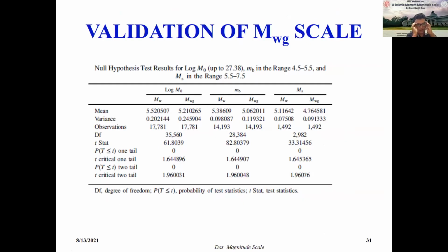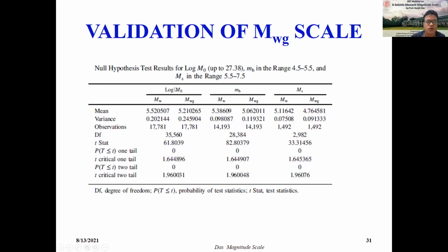So then we made a statistical test, to see whether this MWG scale is actually statistically valid or not. We found that we reject the null hypothesis. This MWG is the mean of the MW. We calculated the moment by using this.